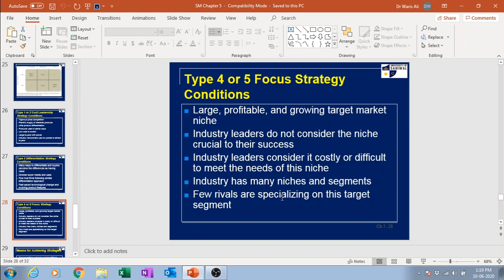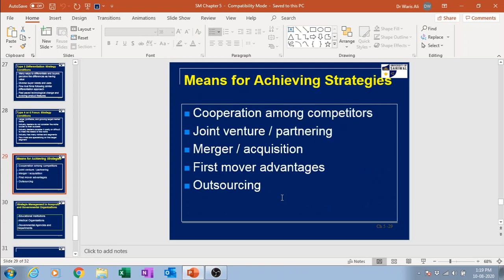These are Porter's five generic strategies. Now, the means for achieving these strategies.